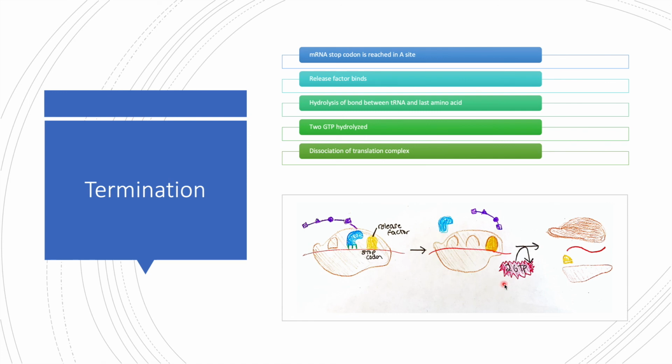2 GTP molecules are hydrolyzed, providing energy for the dissociation of the translation complex. The ribosome separates into the small and large subunits. The release factor and mRNA strand are also liberated.